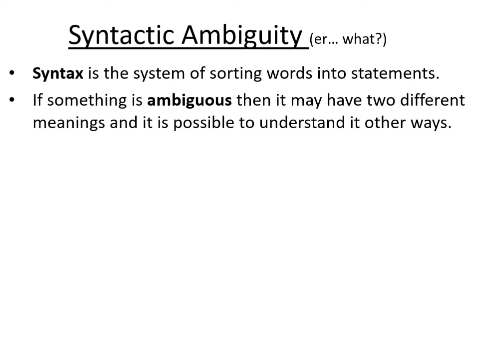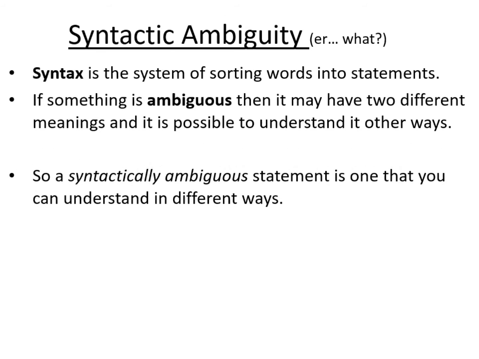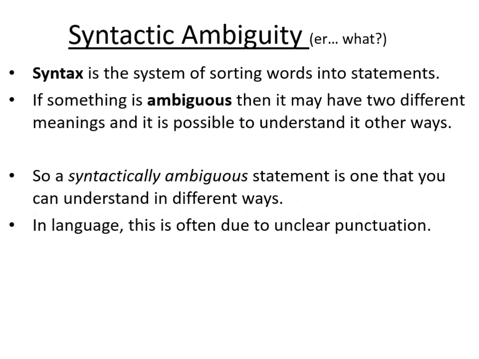If something is ambiguous, then it may have two or more different meanings, and so it's possible to understand it in other ways. So something is syntactically ambiguous if you can understand it in different ways because of the way it is written grammatically. So in language, this is often due to unclear punctuation.